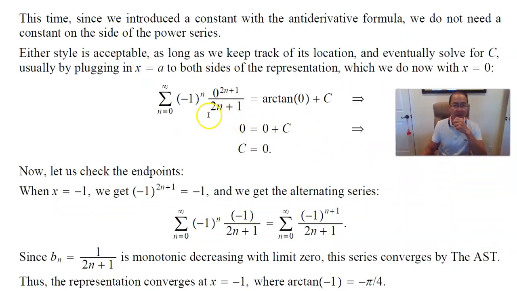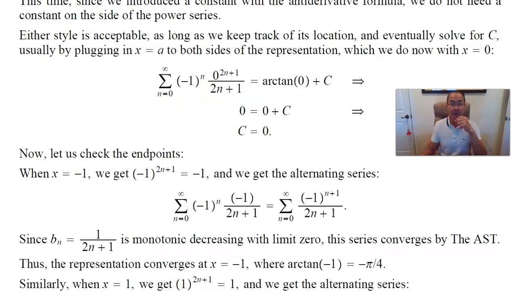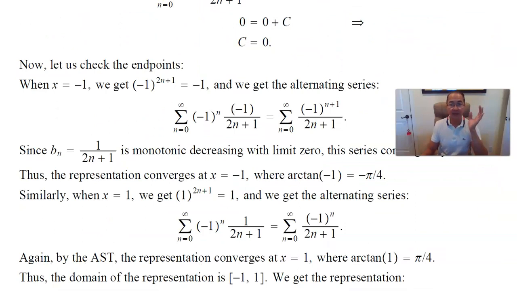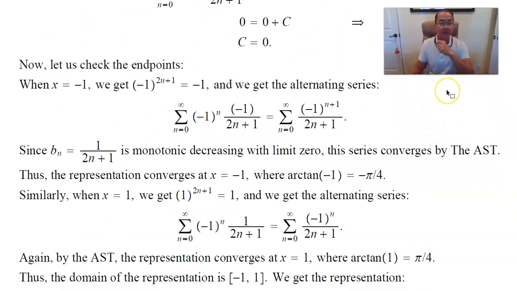So the left side is 0, the right side is 0 plus c. C is simply 0. What about the endpoints? Okay, all bets are off as far as the endpoints are concerned when we differentiate both sides or we integrate both sides of a representation. That's why that theorem is stated only in the open interval. So, what happens at the endpoints?